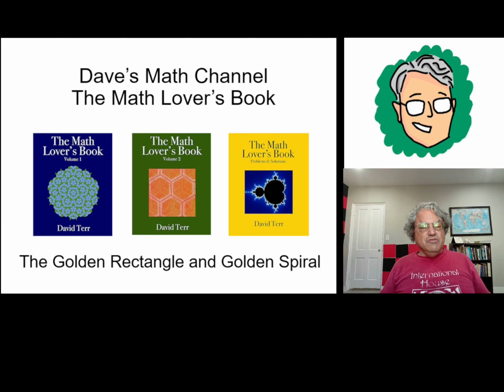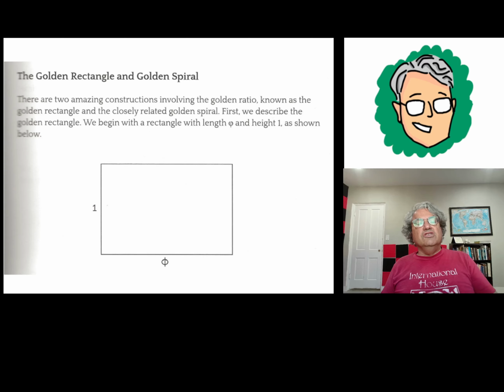There's a couple of geometric constructions you can make using the golden ratio. There's one thing called the golden rectangle, and there's another thing which is very closely related to the golden rectangle called the golden spiral. So I'm going to describe both of these constructions today. Let's begin. Let's start with the golden rectangle.